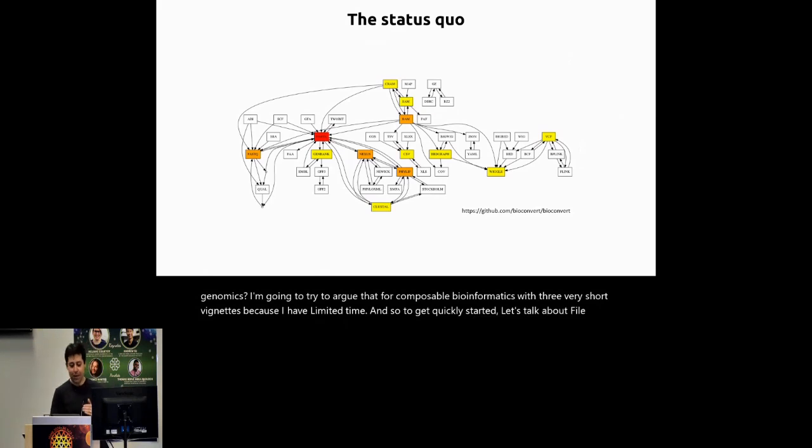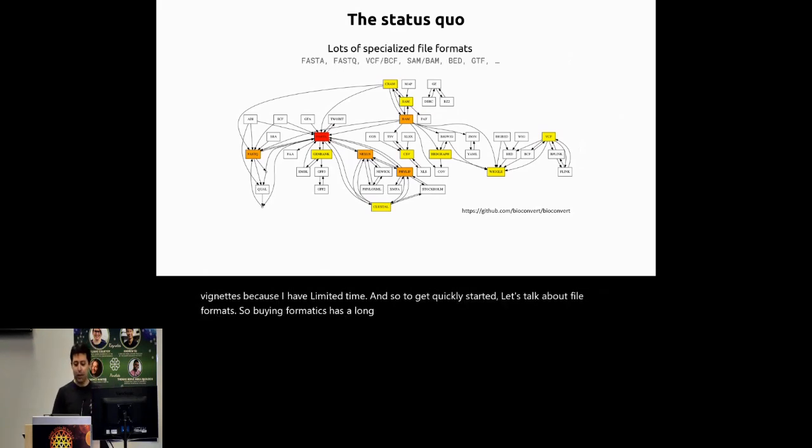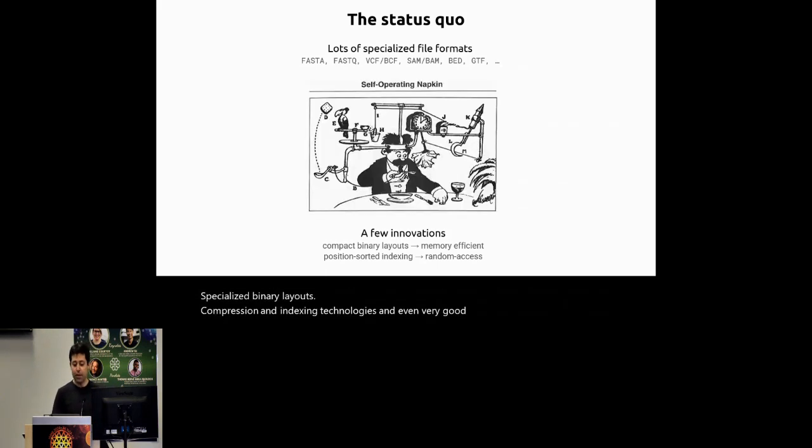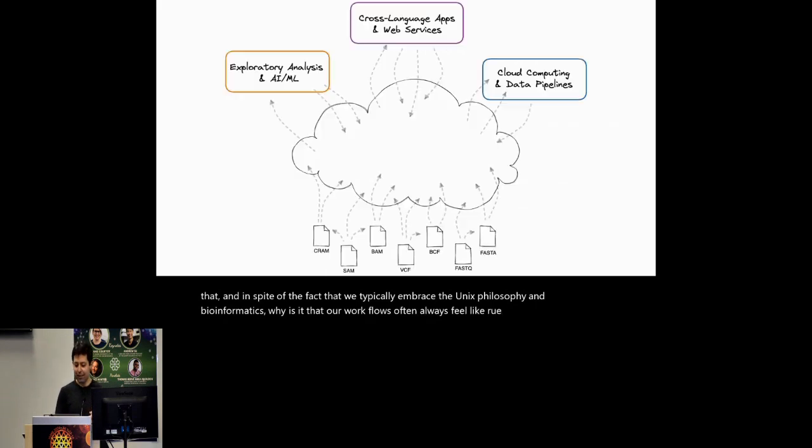So bioinformatics has a long legacy of many specialized file formats, often text-based, and many of these have experienced lots of innovation over time, including specialized binary layouts, compression and indexing technologies, and even very good standardization. But in spite of that, and in spite of the fact that we typically embrace the Unix philosophy in bioinformatics, why is it that our workflows often always feel like Rube Goldberg machines?